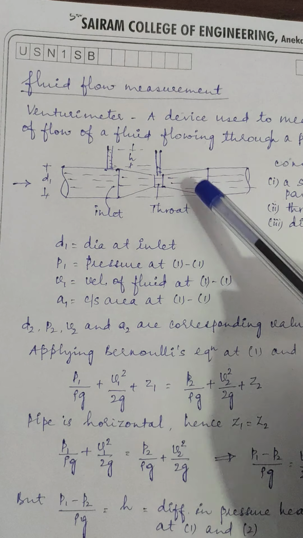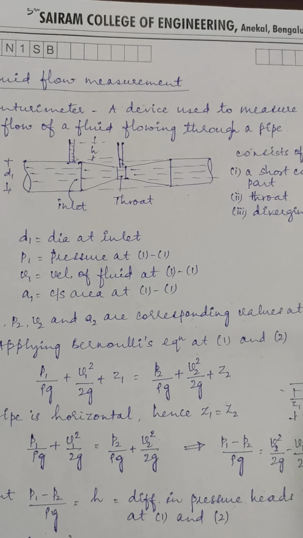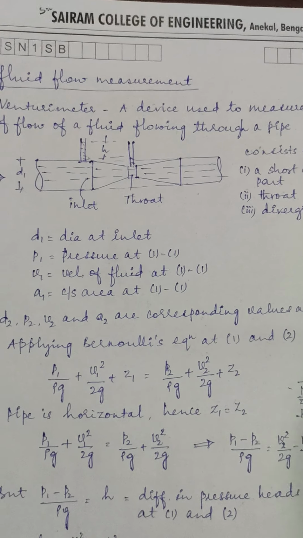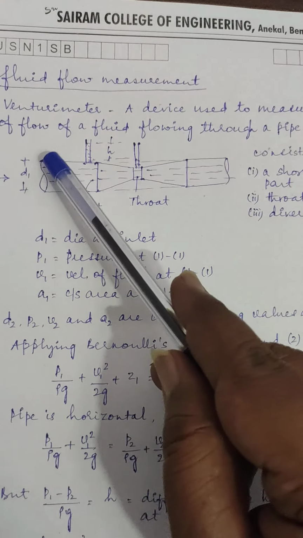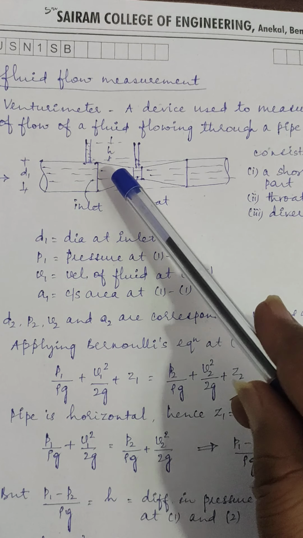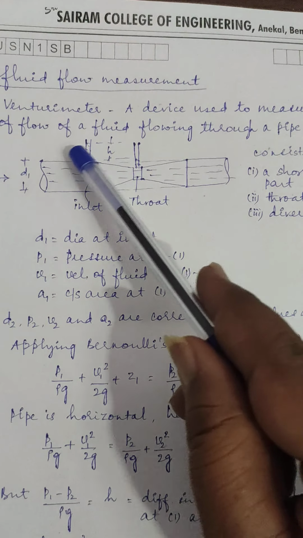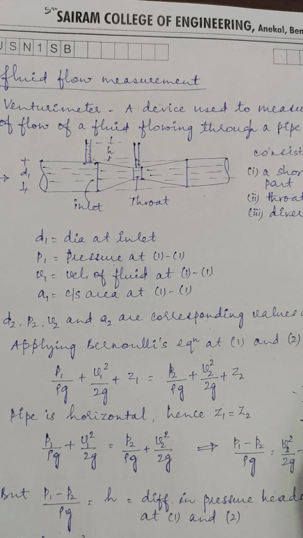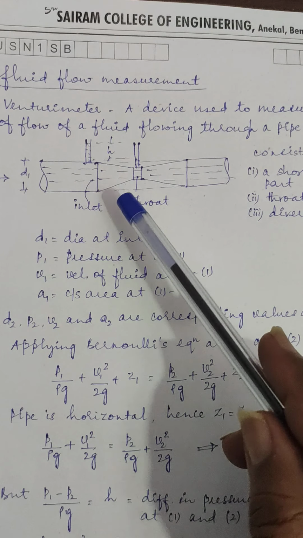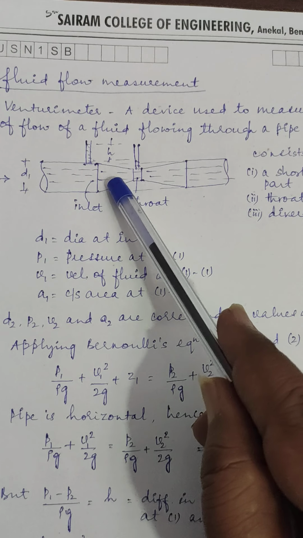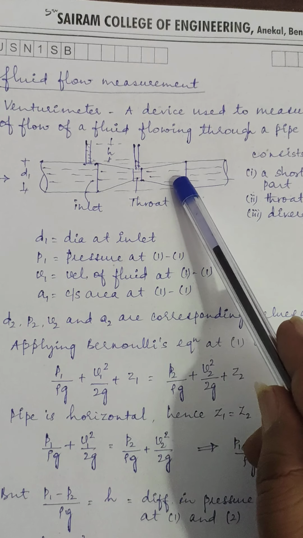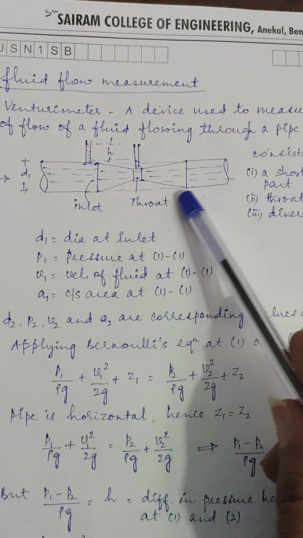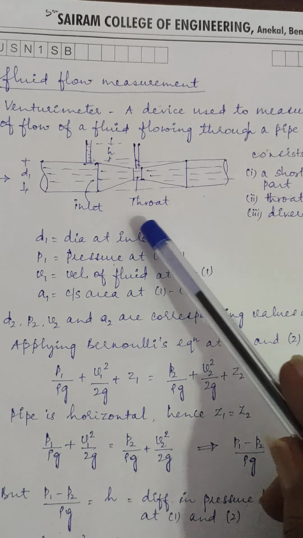So venturimeter is a device used to measure the rate of flow of a fluid flowing through a pipe. Here the rate of flow, in the sense, is the discharge. Now the fluid is flowing through a device which has three parts: a short converging part, then a throat, and a diverging part. The diameter of the pipe is not uniform throughout.